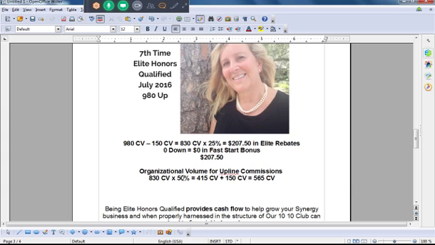Now, here's what I want you to take away from this. Being Elite Honors qualified provides cash flow to help you grow your Synergy business. And when properly harnessed in the structure of our 1010 Club, it can lead to financial independence. And that's what I want to show you in this next section.